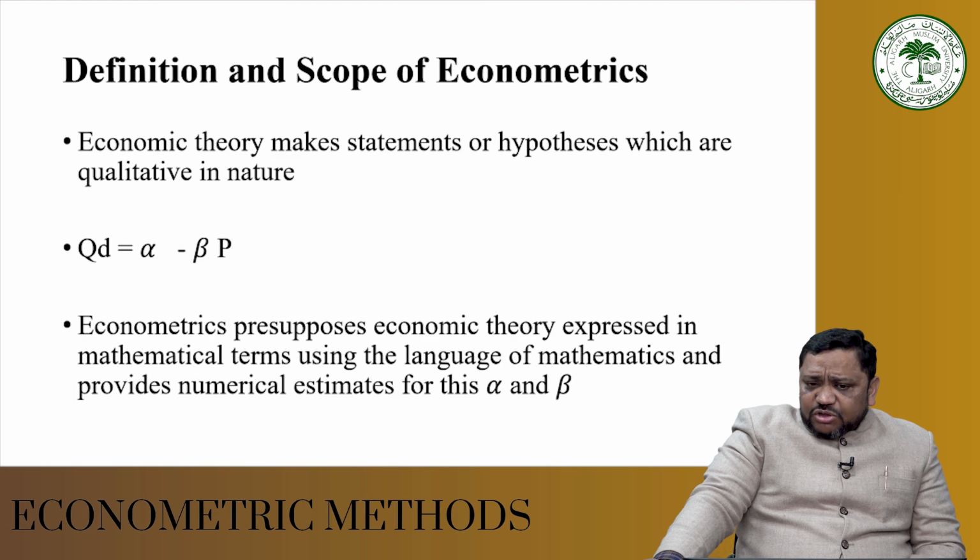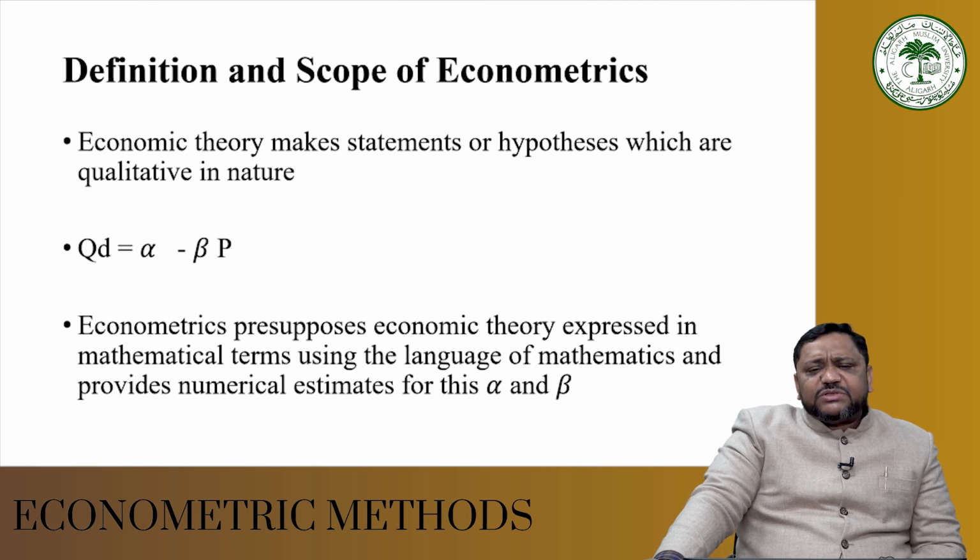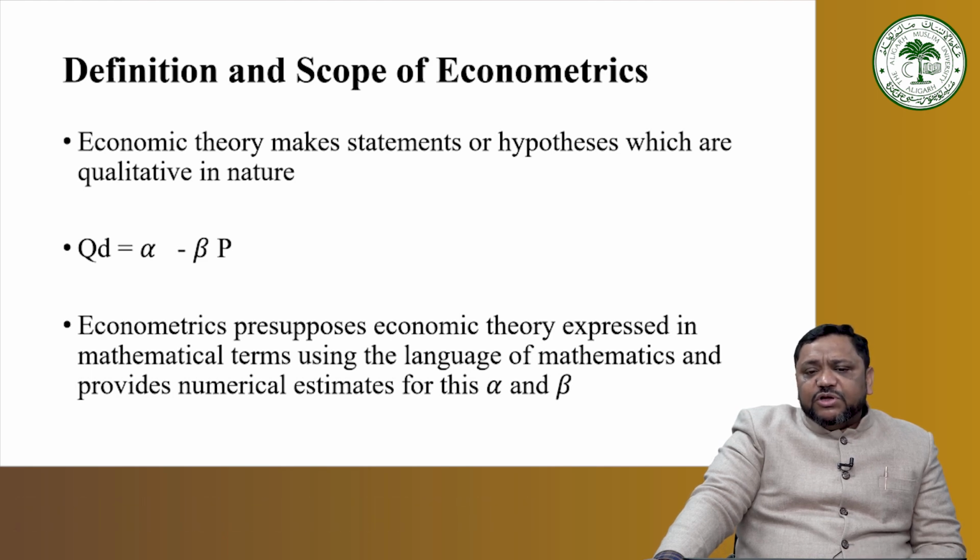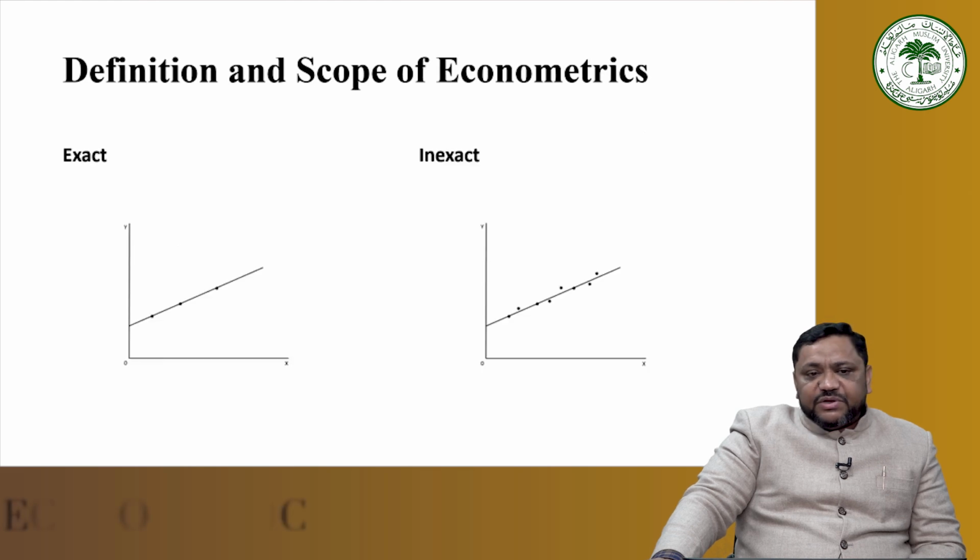A mathematical economist is also not concerned with the empirical measurement of the relationship. The concern of the mathematical economist is to express economic theory in mathematical language. The relationship between price and quantity suggested by economic theory may be expressed by a mathematical economist as QD is equal to alpha minus beta P. Econometrics presupposes economic theory expressed in mathematical terms, using the language of mathematics, and provides numerical estimates for this alpha and beta.